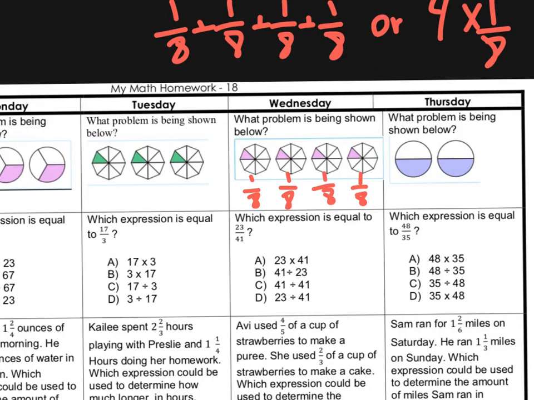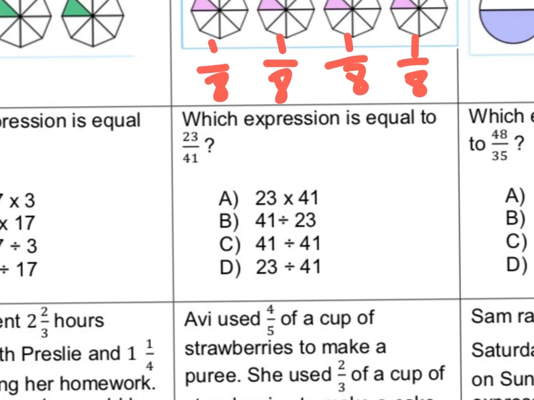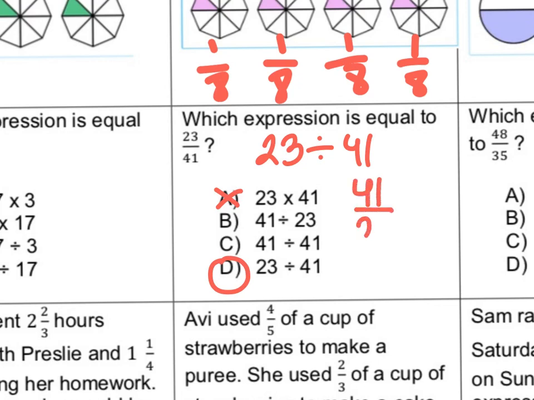For the second one, it says which expression is equal to 23 over 41. So the way you would read that is 23 is being divided by 41, leaving you with the letter D. Multiplication is wrong, and B would be wrong because that would be 41 over 23. And then C is wrong because that's 41 over 41, which is 1 whole.